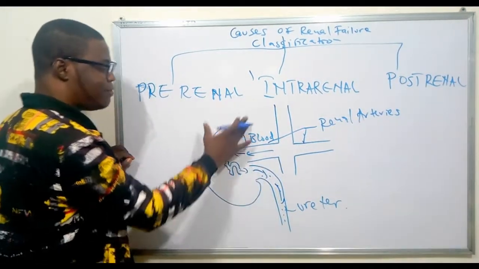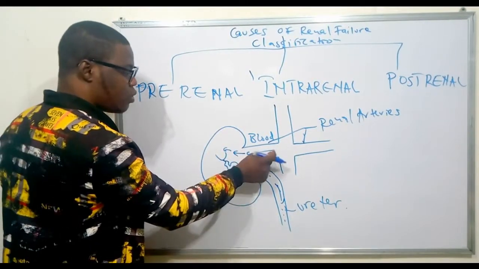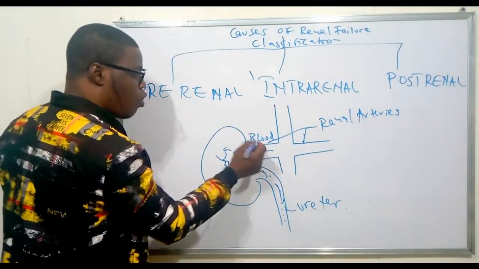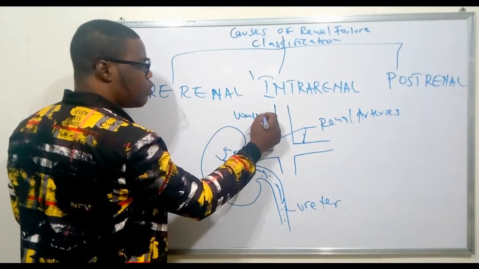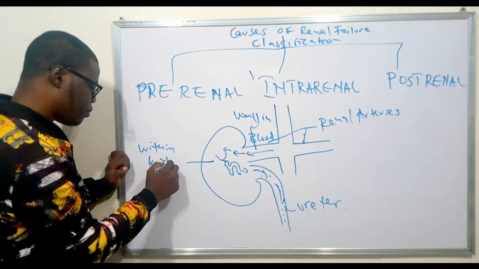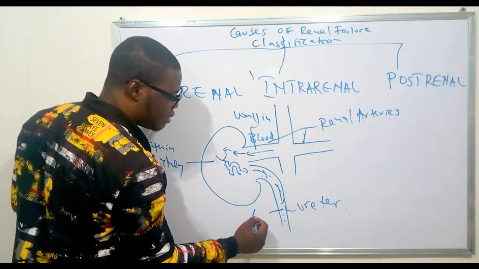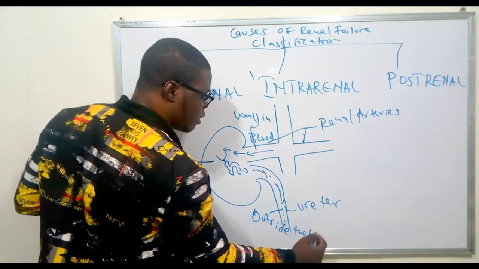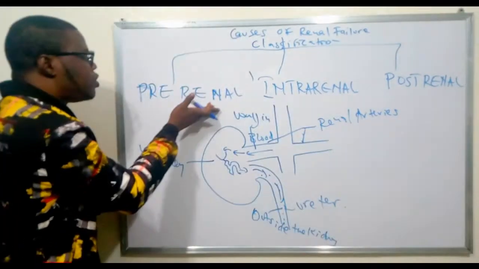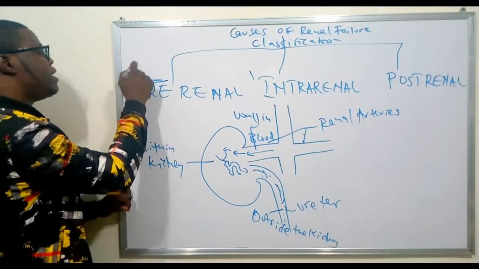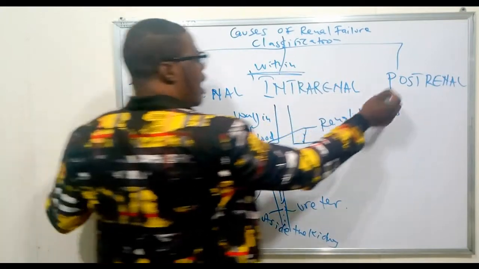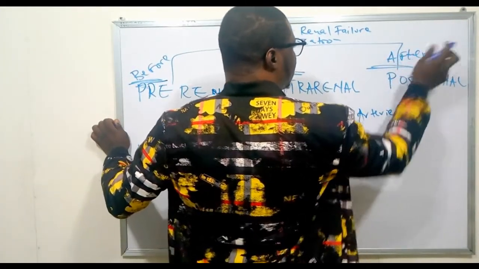Now, using this blood flow, we can divide it into three. I don't mean the function, I mean the blood flow right here. So, one, on its way into the kidney. The other one is the blood within the kidney. And the last one is the blood outside the kidney. So using all these, we are going to understand our pre-renal, intra-renal, and post-renal. So for pre-renal causes, the word pre means before. And the word intra means within. And the word post means after.